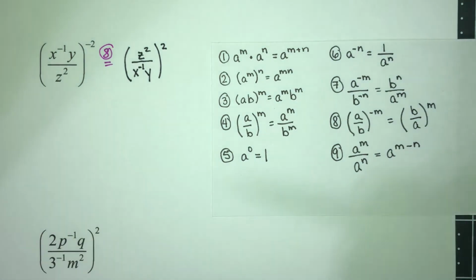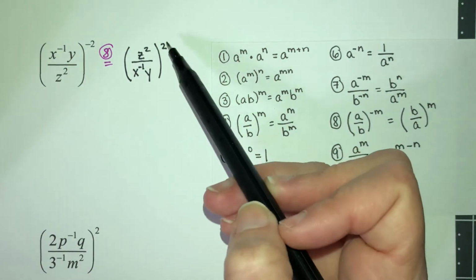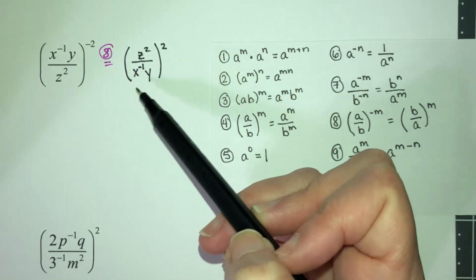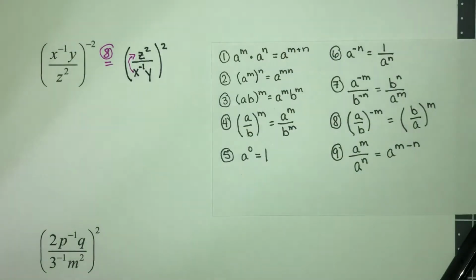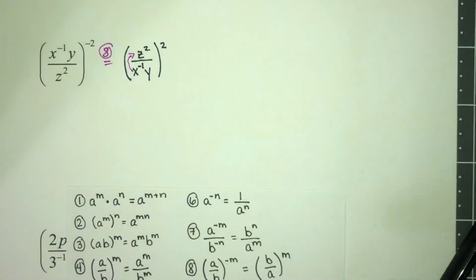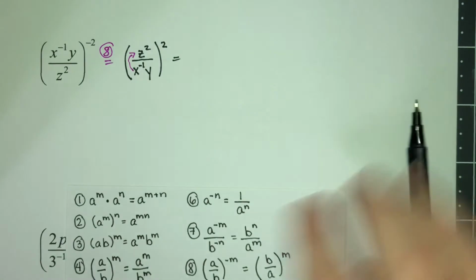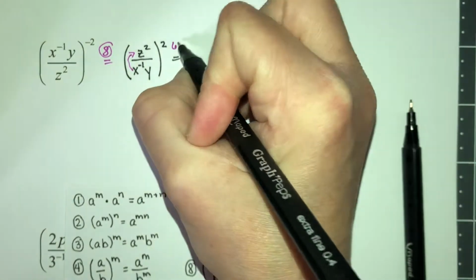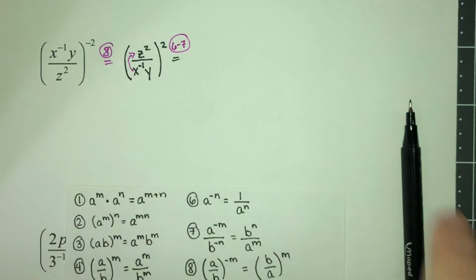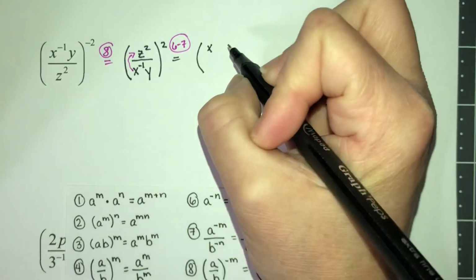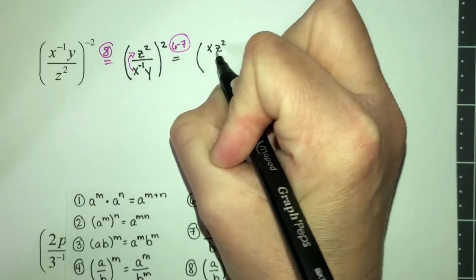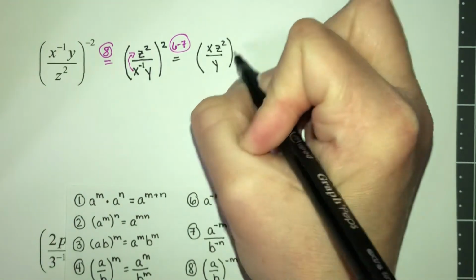Now from here, I can move this up to the top, or I can take this and put it on the top and the bottom. Let's just go ahead and move this up to the top. Okay? So I'm using what is essentially, I don't know whether to call it property 6 or 7. It's kind of both. And it becomes x, excuse me, z squared over y squared.